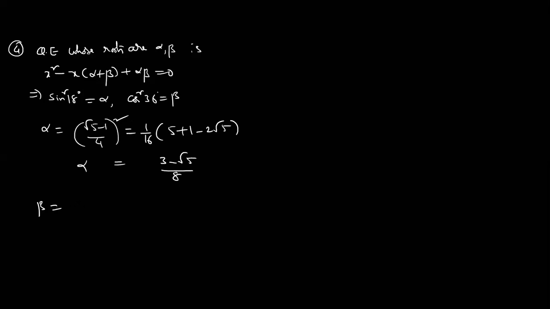What is the cos 36 value? I wrote it somewhere. Root 5 plus 1 by 4, whole square. Fine, thank you. So expanding, what is the result? 1 by 8 into 3 plus root 5 is coming. Clear?